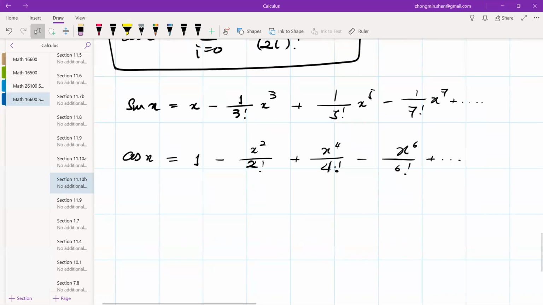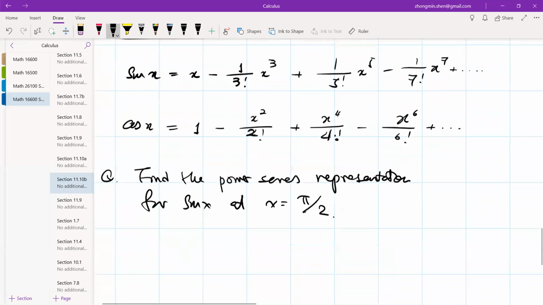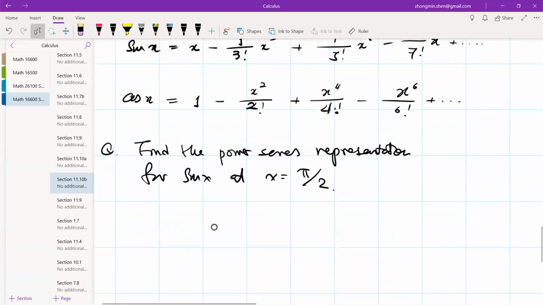All right, so my next question is, find the power series representation for sine x at x equals pi over 2. That means I'm going to try to get something like x minus pi over 2 to the n power. So how do you determine the coefficients? What is the best way to do it?